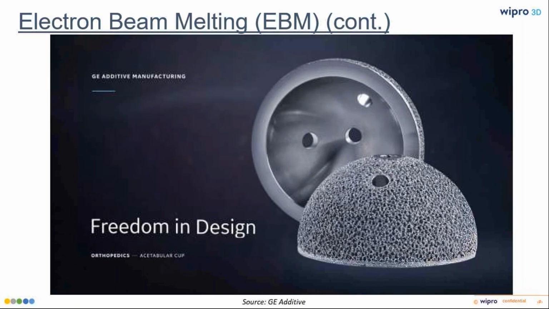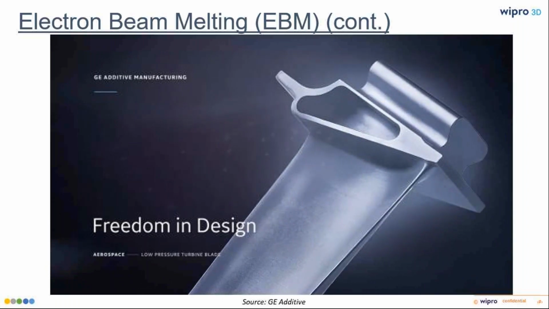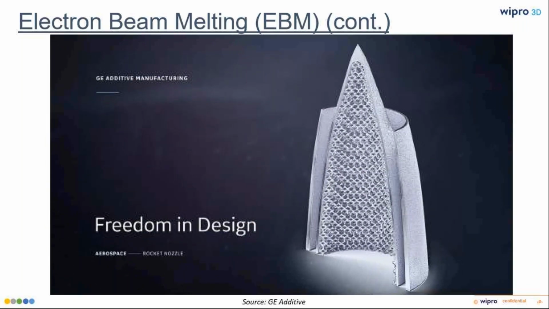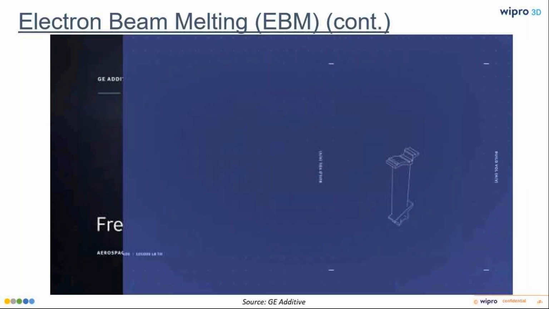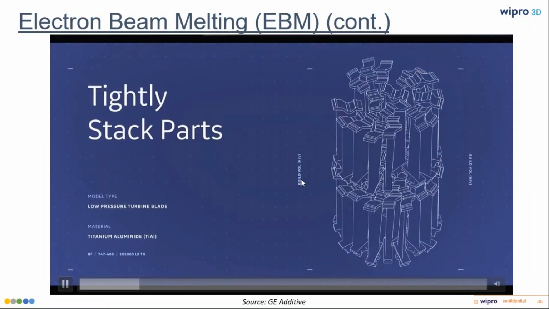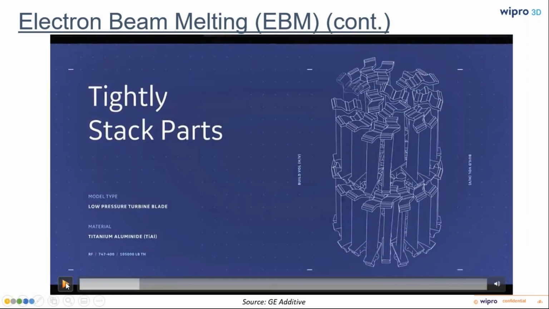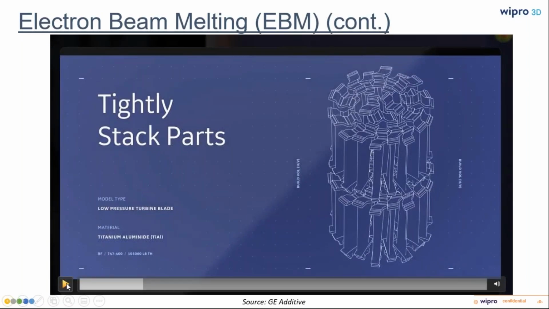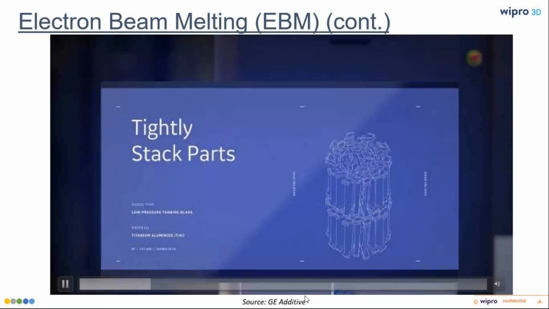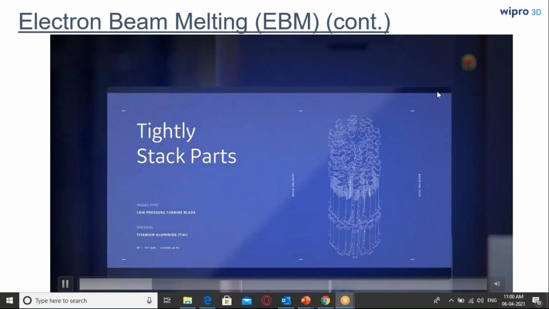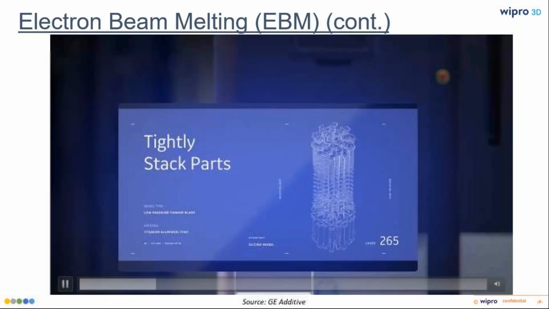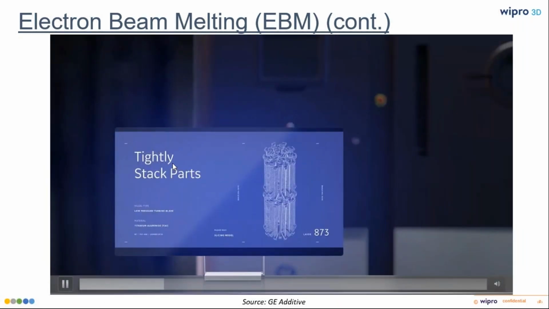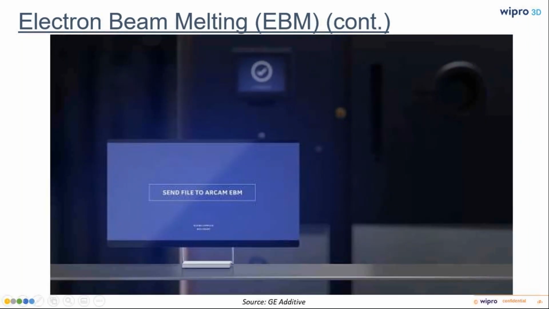Additive manufacturing offers greater freedom in design and allows for the creation of optimized parts that are not constrained by the limits of traditional manufacturing. RCAM EPM has the unique ability to tightly stack parts within the build in order to increase productivity. An optimized build file is sliced, then loaded into the RCAM EPM system.